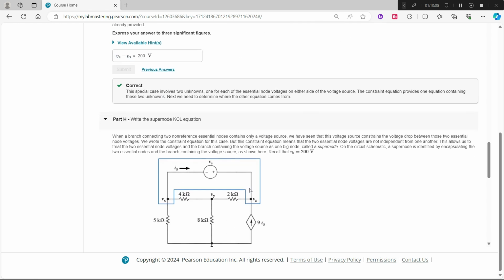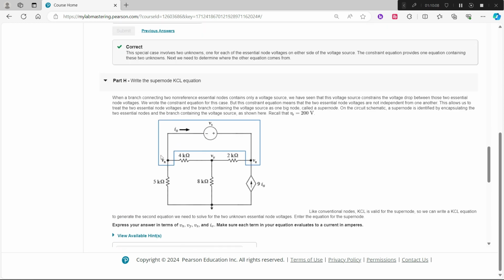Now, for this case here, these are two essential nodes. This battery here is going to distribute evenly the 100 to both these two nodes, but in reality, this whole thing is going to become a 200 volt node here.